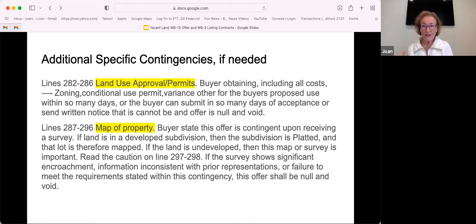You want to make sure that this map and survey is provided to your buyer, because it gives the dimensions, it gives the easements, it gives the access, it gives a lot of information that is needed to protect your buyer. Any questions on these contingencies so far in the vacant land offer to purchase?